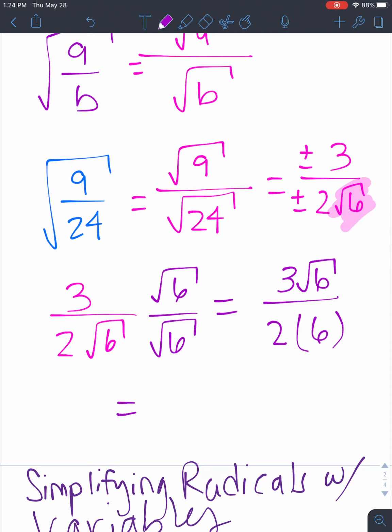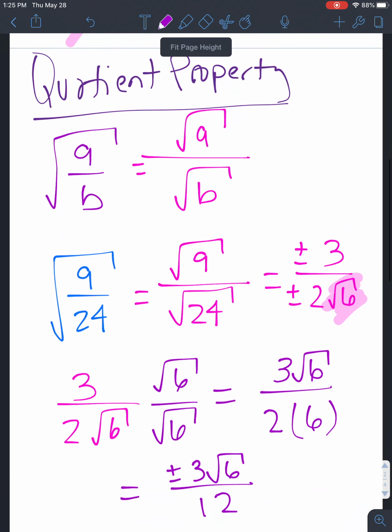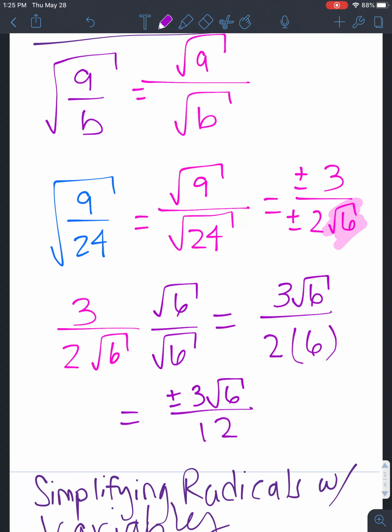All right, I'm going to go ahead and finish simplifying. So I'll add in our plus and minus back in. So we have plus and minus 3 times the square root of 6 over 12. One final step, though, and this is when I was telling you that technically we could simplify it first. We could simplify this 9/24 because they both have a factor of 3.